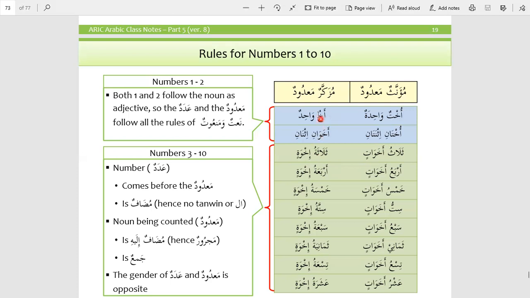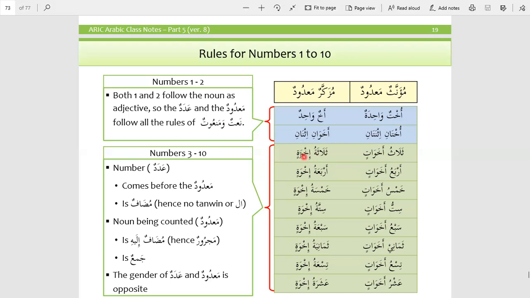So this is the same gender: ahun, wahidun, same gender. All of them are masculine. And look at this one, talatatu ikhwatin. Look at this, talatatu is now feminine gender. Why? Because we've got ta marbuta, which is a sign of the word being in feminine state. And here we've got ikhwatin.